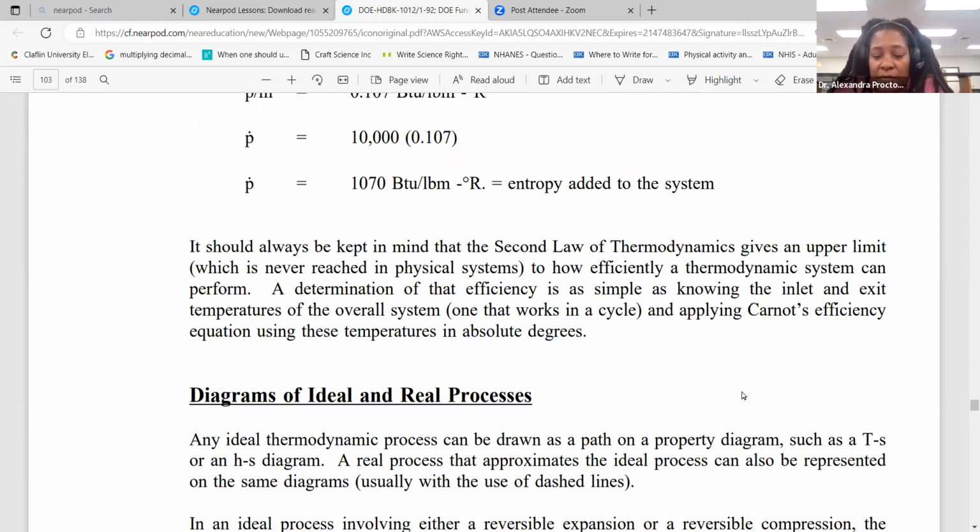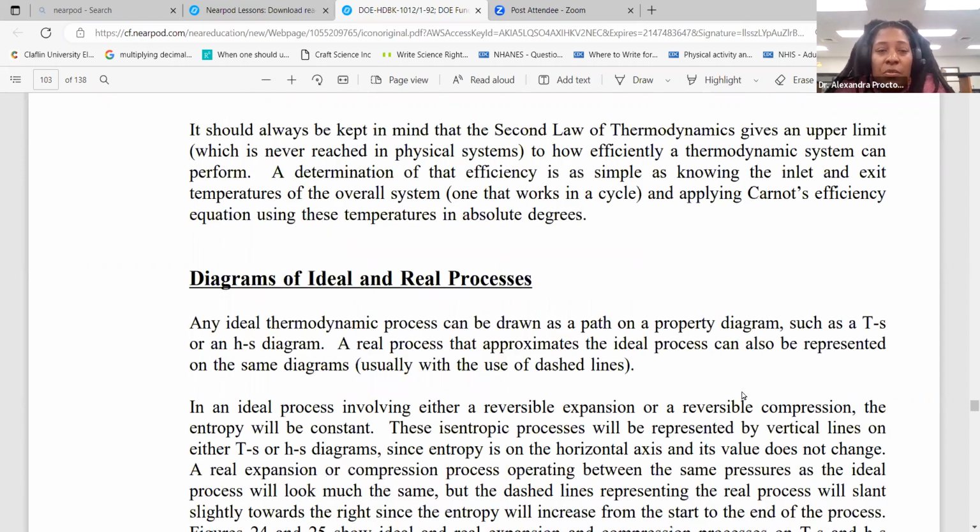It should always be kept in mind that the second law gives you an upper limit, which is never reached in physical systems, to how efficiently a thermodynamic system can perform. Determination of efficiency is as simple as knowing the inlet and exit temperatures. So that's the main thing you need to understand. If you're trying to figure out the efficiency of a system, you need to understand the inlet and exit temperatures, and then you need to apply Carnot's efficiency equation using those temperatures in absolute degrees.